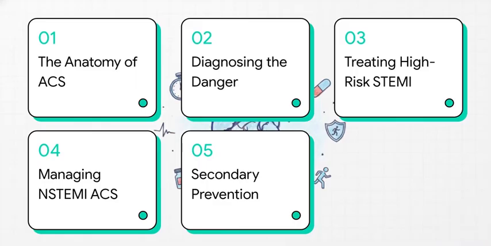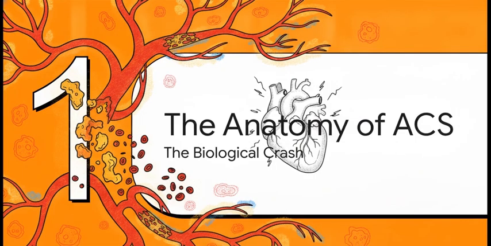So to manage a crisis like this, we're going to follow a very strict clinical pathway. Here's our game plan. First, the anatomy of ACS. Second, diagnosing the danger. Third, treating high-risk STEMI. Fourth, managing non-STEMI ACS. And finally, secondary prevention after MI. All right, let's jump right into part one, the anatomy of ACS, and understand the biological crash.